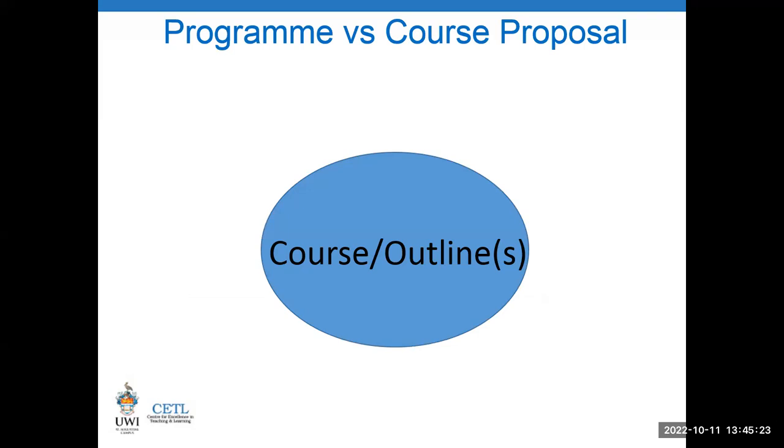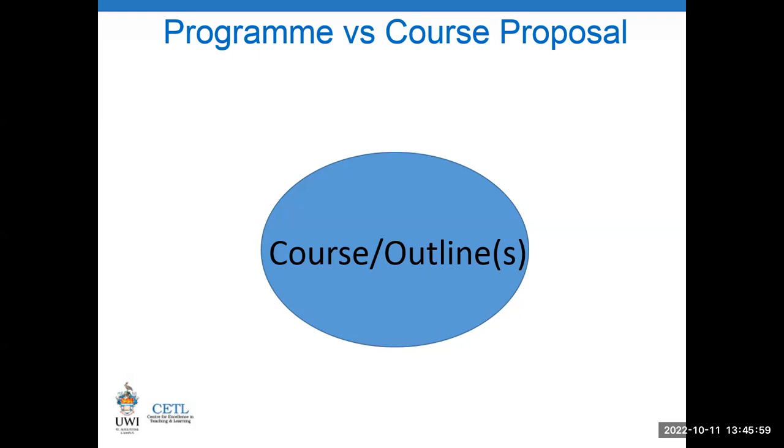When you think of a program versus a course proposal, the course outline will comprise what we call just the course proposal. So you might have just a single course, or a couple of different courses that may be offered as electives, or a course that may be a core course, but it's just one course in a particular program.